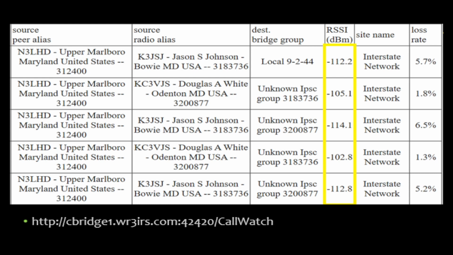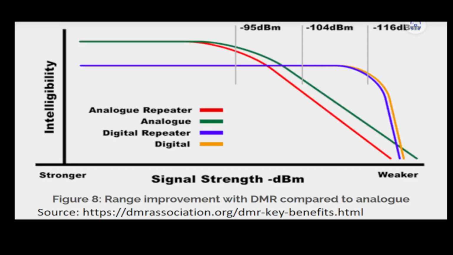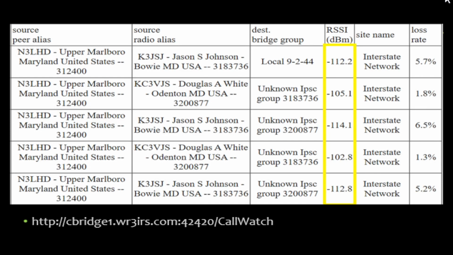The next row is the communication from Doug when he was talking, and he had slightly better signal strength, negative 105 dBm. And notice that the loss rate was only 1.8%. So this corresponds to the diagram that we saw. About 104 to 105, a 1% loss isn't too bad. And the other couple of things on here I will talk about in future slides.